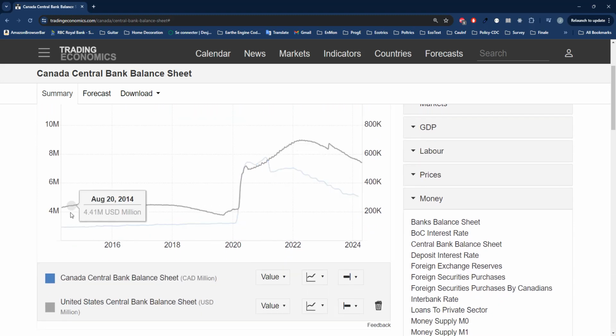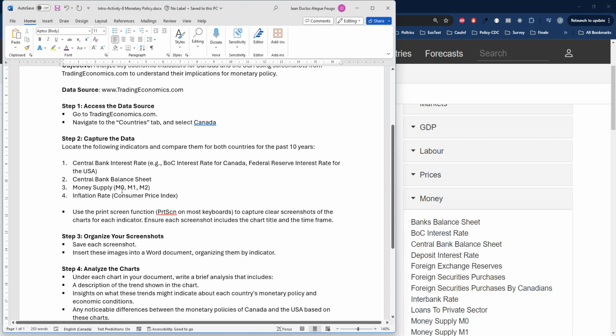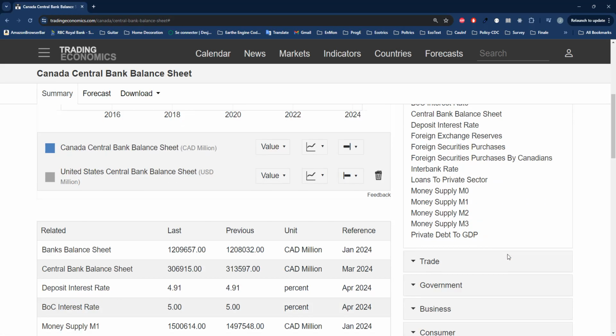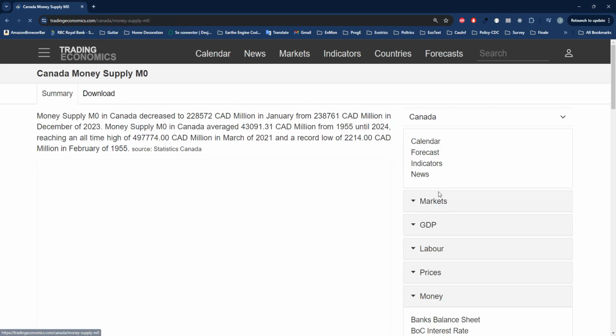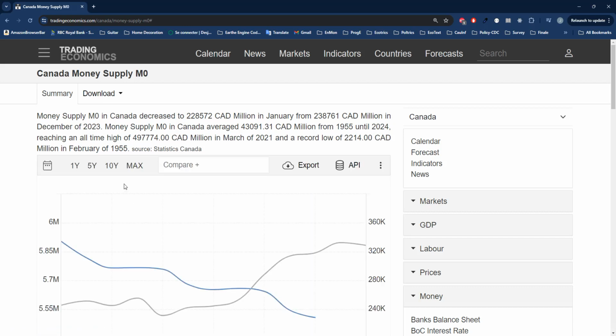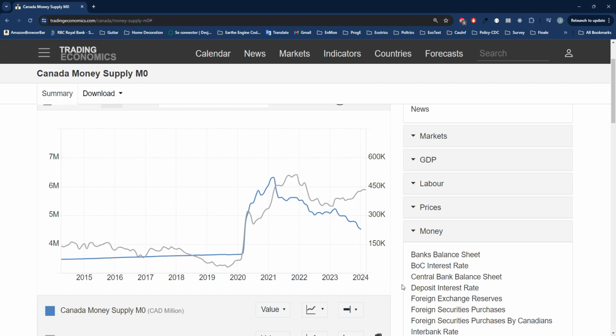And the same thing, now you will also do another print screen here, take it to your Word document, and you'll do your analysis. So if we take a look here again, we have M0, M1, M2. Let's go for it. I'll click here. Where is M0? This is M0. I'll click on M0, United States, past 10 years, and we can see the M0.